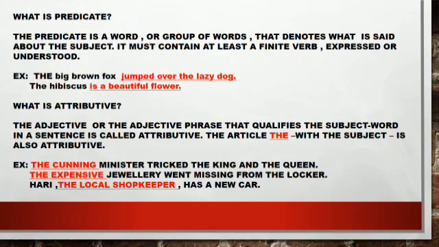The big brown fox, the previous example I have taken once again here. Big brown fox, it was the subject, and jumped over the lazy dog. This is the predicative portion, or you can say the verb part. Jumped is the verb. From here we have already underlined. This is the predicative portion. The hibiscus is a beautiful flower.